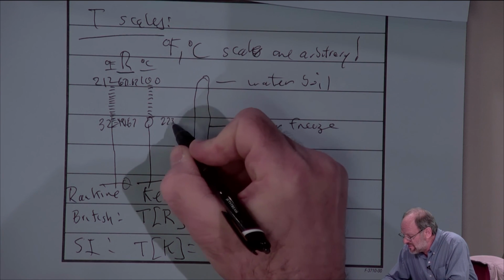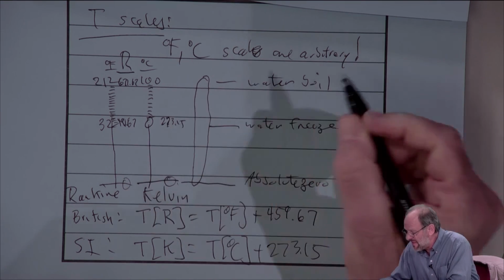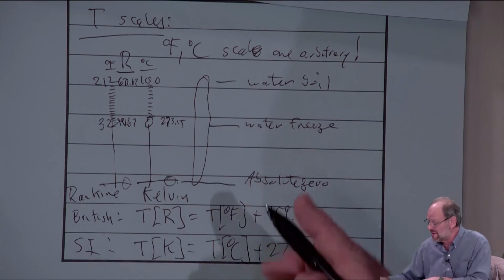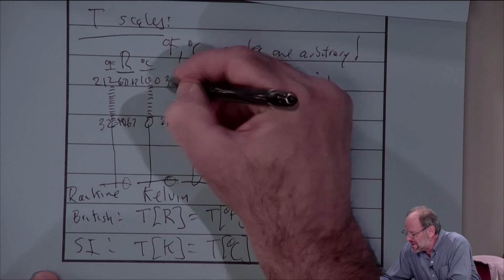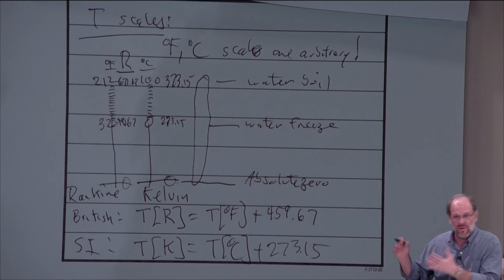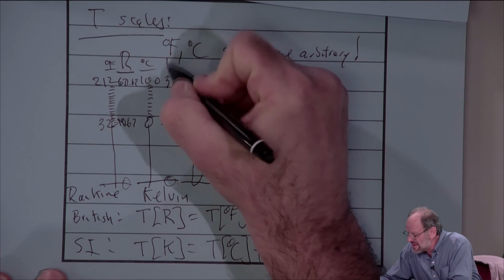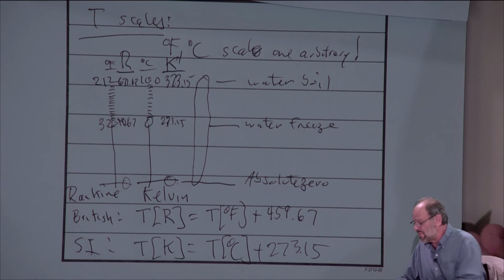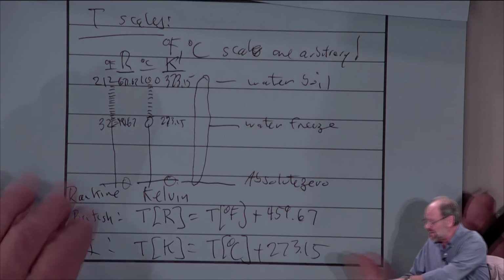So at 273.15, that is where water is going to freeze, or at least change from a solid to a liquid. And then at 373.15, that's where water is going to boil from water into steam. So that's the Kelvin scale. Okay. So these are the two scales that we're going to use.